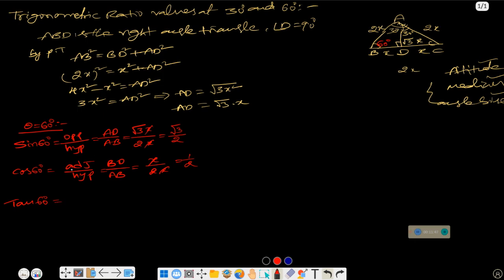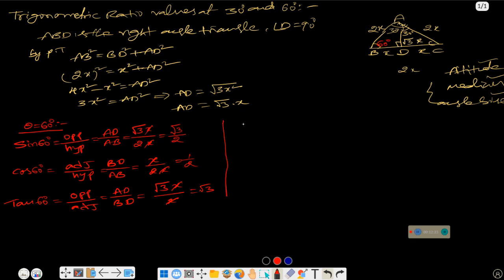Now tan 60 value. Tan 60 is equal to, tan formula is opposite by adjacent. What is the opposite of 60? 60 opposite is AD by 60 adjacent, BD. What is the length of AD? AD value root 3x by BD value x. So x cancels. What do you get here? Root 3.